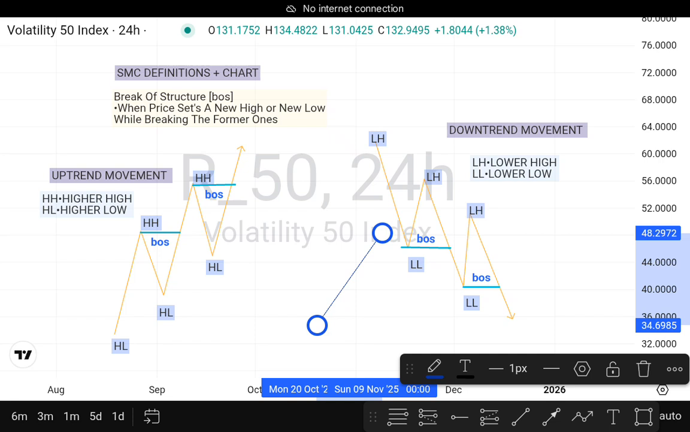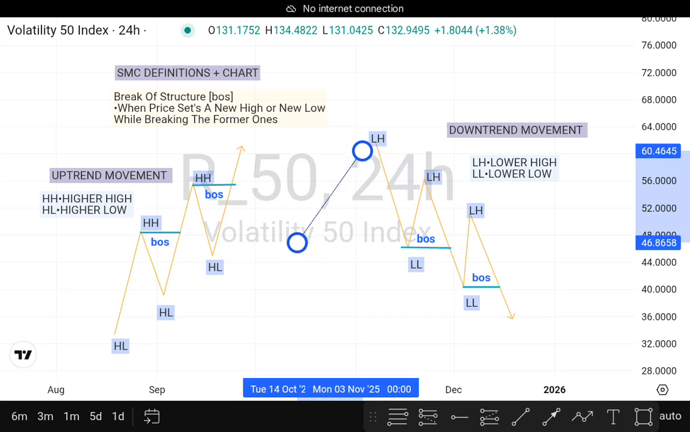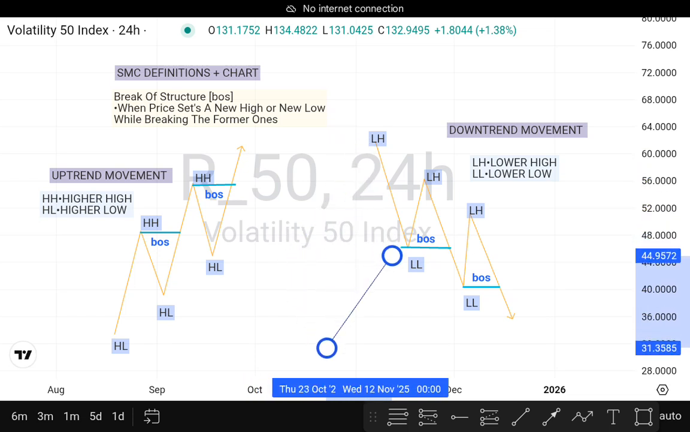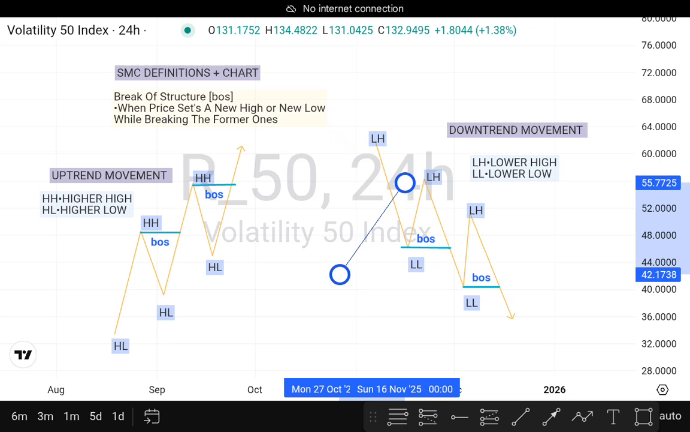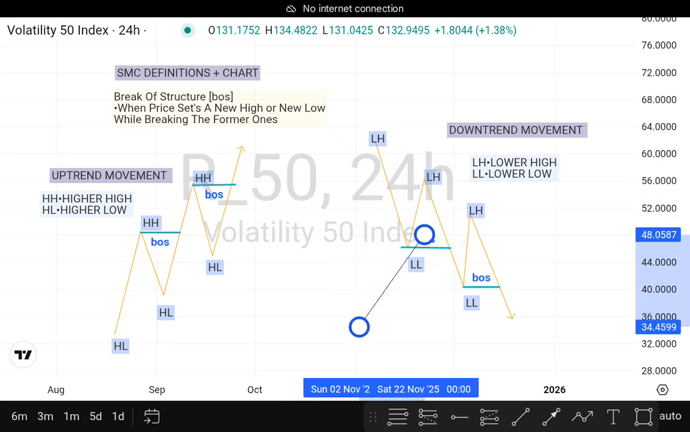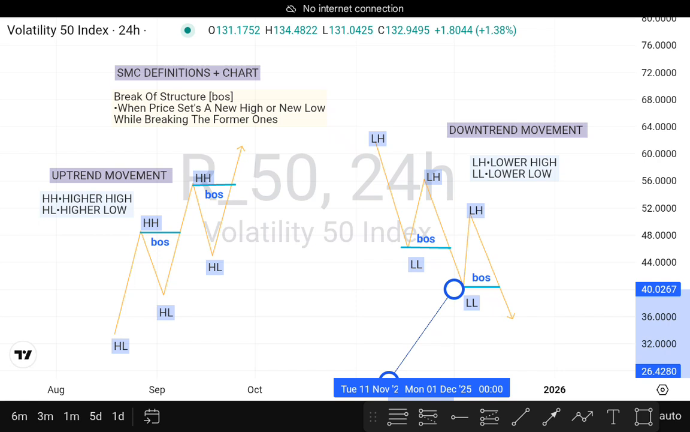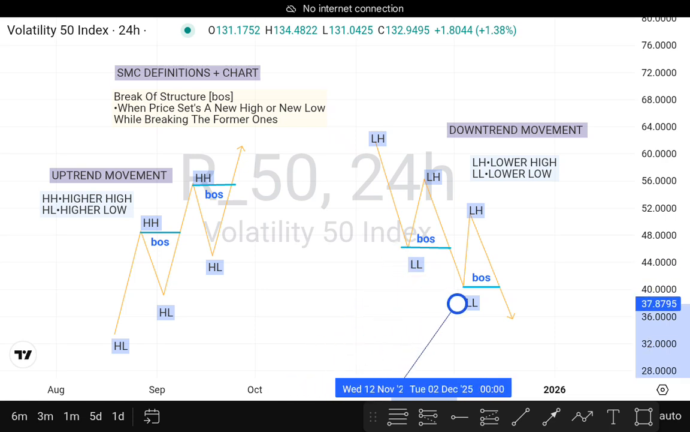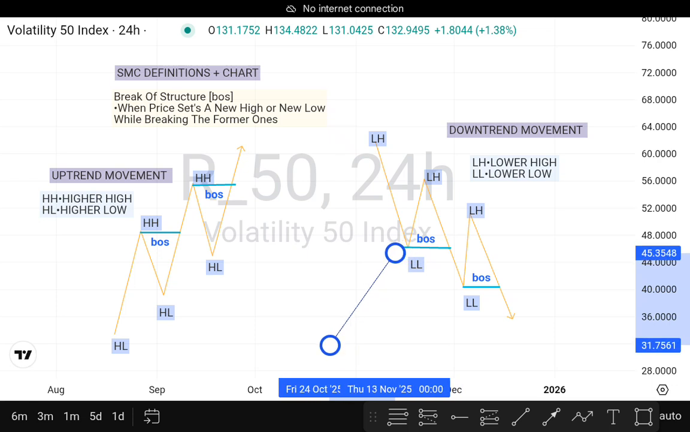How do we see a break of structure in a downtrend? As you can see, the market makes a lower high and decides to push down, creating a lower low. This lower low created a lower high, and then this lower high pushed down and created a lower low while breaking this lower low. This lower low was the first low that we had, and now we have two of them. So this is the former low.